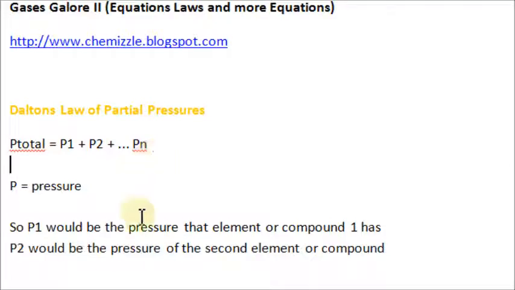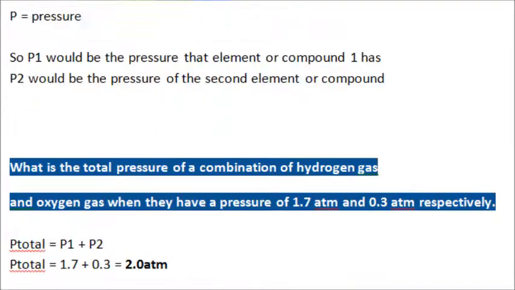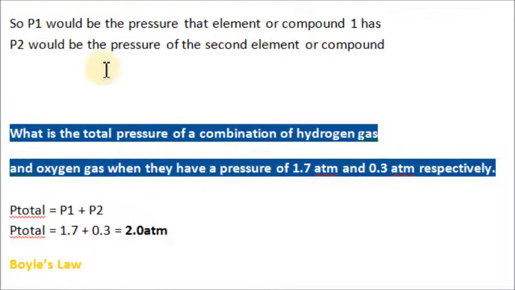Like I just said, P1 is the pressure of element 1, and so on. So the pressures of all parts of the container equal the total pressure. Here's a little example. What is the total pressure of a combination of hydrogen gas and oxygen gas when they have a pressure of 1.7 atm and 0.3 atm respectively? Well, P total equals P1 plus P2. P total equals 1.7 plus 0.3. P total is 2.0 atm.